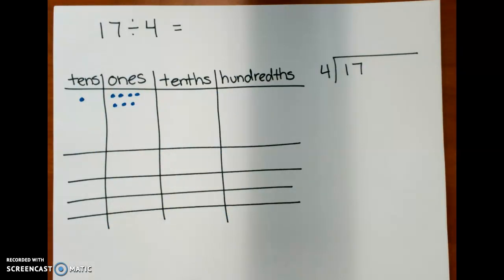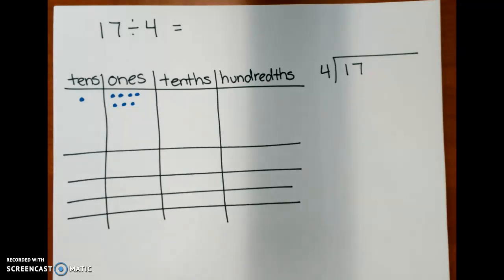Alrighty, our next problem is 17 divided by 4. And you're probably wondering, why do I have tenths and hundredths? Well, again, I know that the closest I can get to 17 when I divide it by 4 is 16, so I'm going to have one left over. So I went ahead and made my place value chart to the hundredths. And again, you can stop the video right here and draw out your place value chart. Put your 1 ten in and your 7 ones, and then we're going to start dividing.